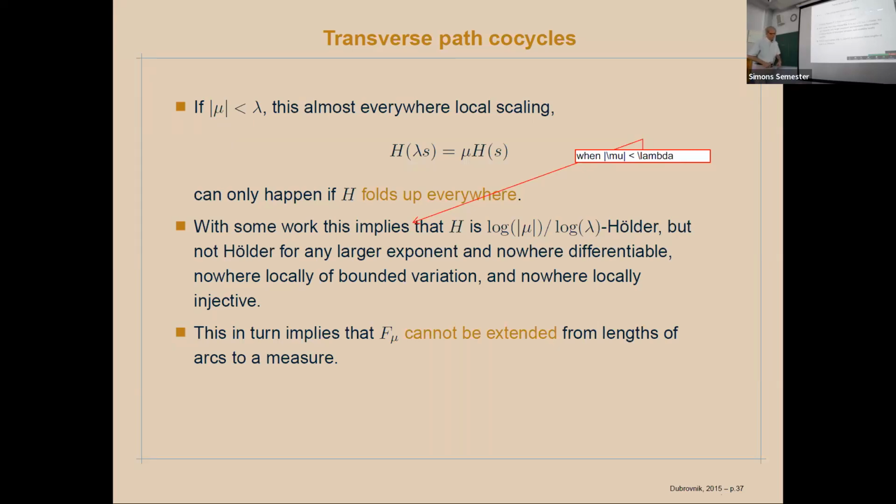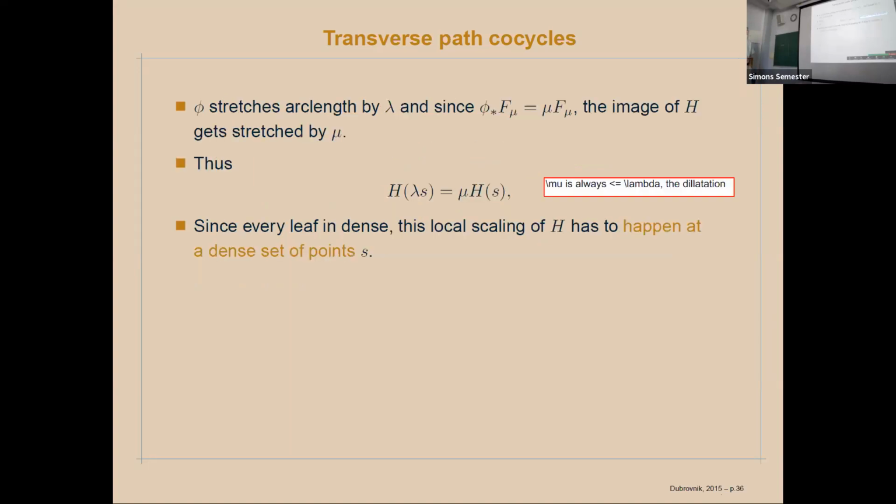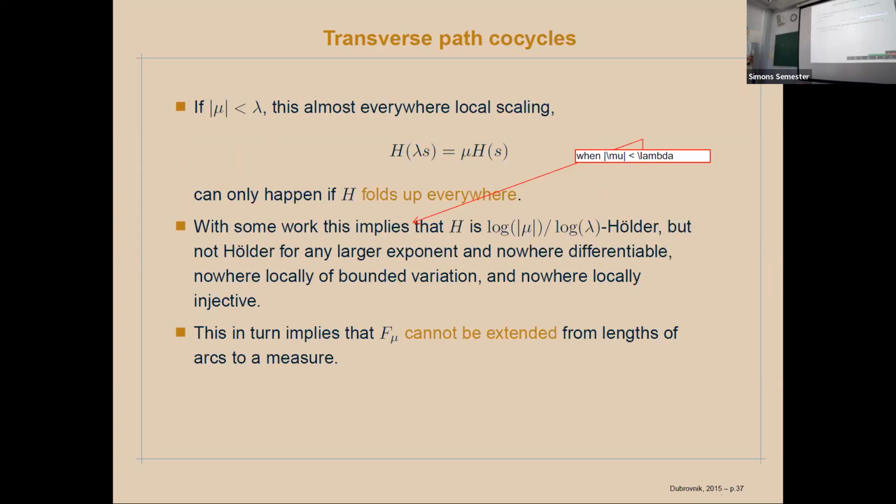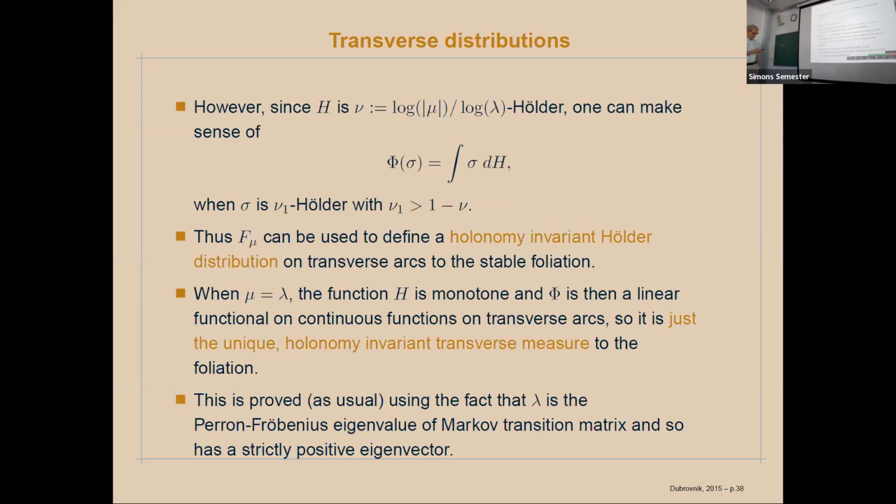So what this means from your basic measure theory is that we can't extend it to a measure, right? It turns out you can extend this to a measure if and only if it's BV. Standard fact in analysis. So whatever this guy is, if mu is less than lambda, it's not a measure, because of all these properties of the cumulative distribution function.